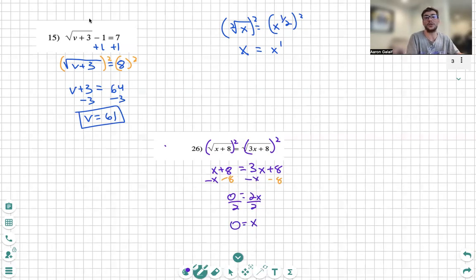Now, recall that you can always plug these in to double check all your answers, right? 61 plus 3 is 64. Square root of 64 is 8. 8 minus 1 is 7. Plug in 0, we have the square root of 8. So both of those equations are solved properly.